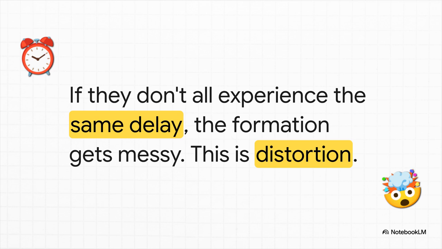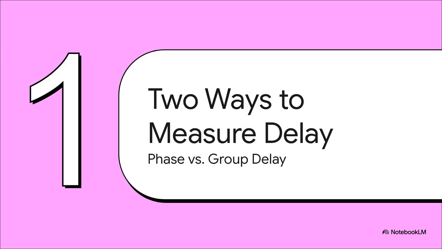The bass runners arrive late while the treble runners are early. The whole formation falls apart. It gets messy. And that chaos, right there, is distortion. Okay, so if that's the problem, how do we prevent it? Well, first we have to be able to measure it. And it turns out we have two very different kinds of stopwatches for the job: phase delay and group delay.